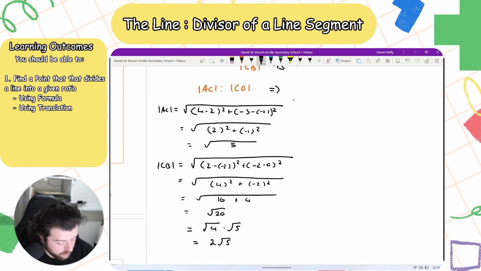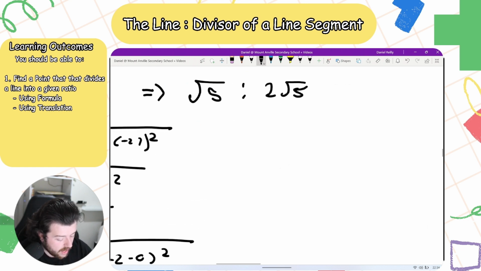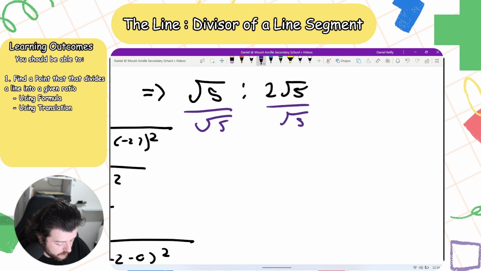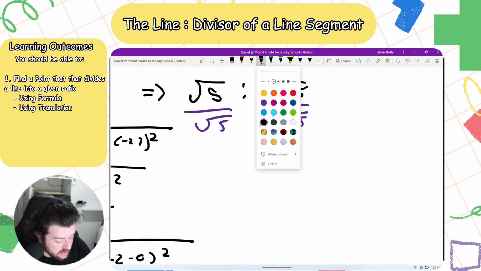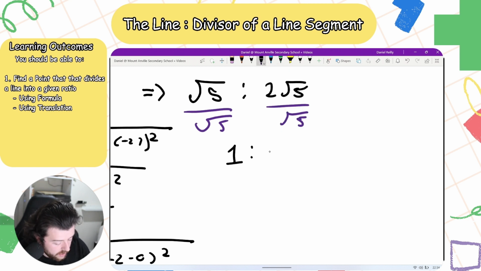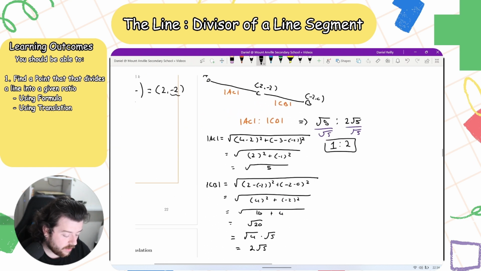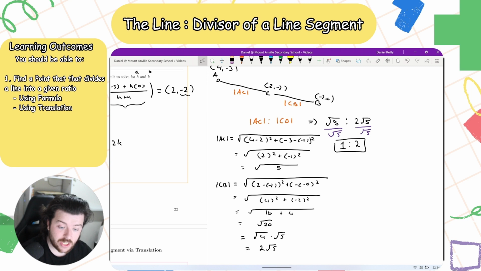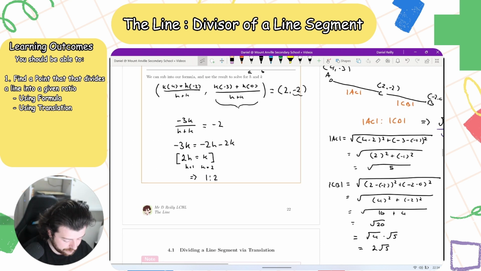So if we go back up to my ratio here, AC is equal to root 5. CB is equal to 2 root 5. So I need to simplify this ratio. Divide both sides by root 5, and you get 1 to 2 as your ratio. So I've proven the same thing using two different ways.